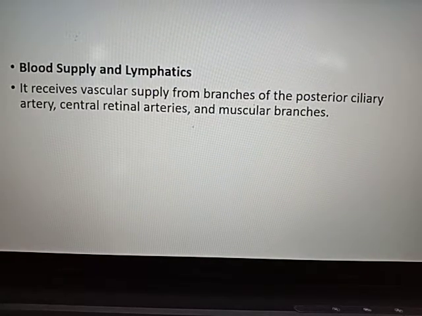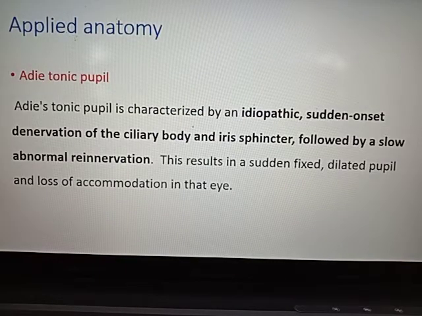Then come to the blood supply and lymphatics. It receives vascular supply from branches of the posterior ciliary artery, the central retinal artery, and the muscular branches which supply the extraocular muscles. Then come to the applied anatomy part.